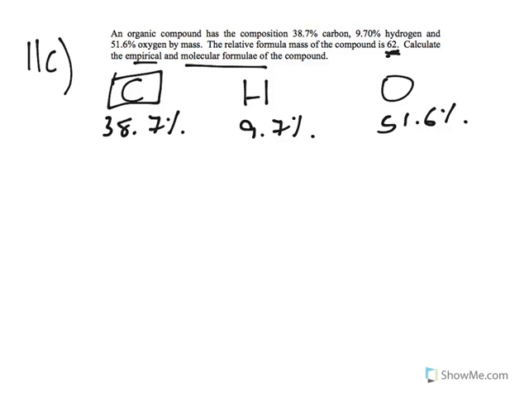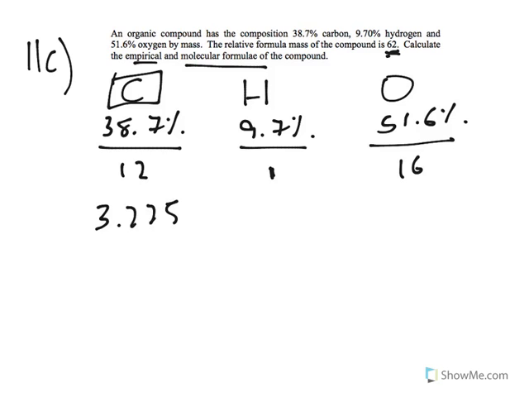So in this case, we would divide carbon's percentage by 12. For hydrogen, we divide it by 1. And for oxygen, we divide it by 16. And that would give you 3.225 to hydrogen, which is 9.7, to oxygen, which is 3.225. Now, in essence, what you've done right here is you've converted them all to moles, okay?